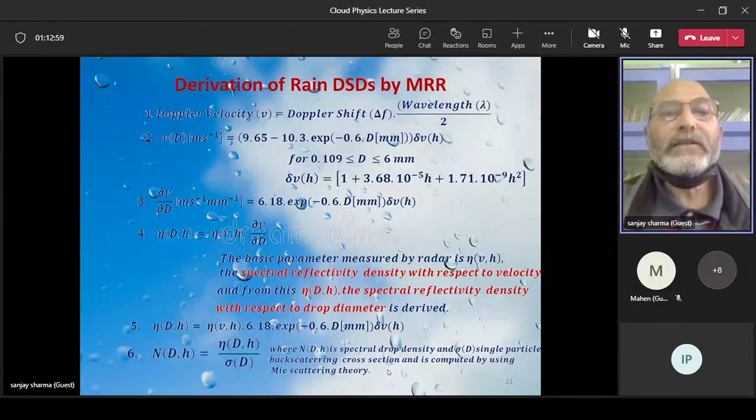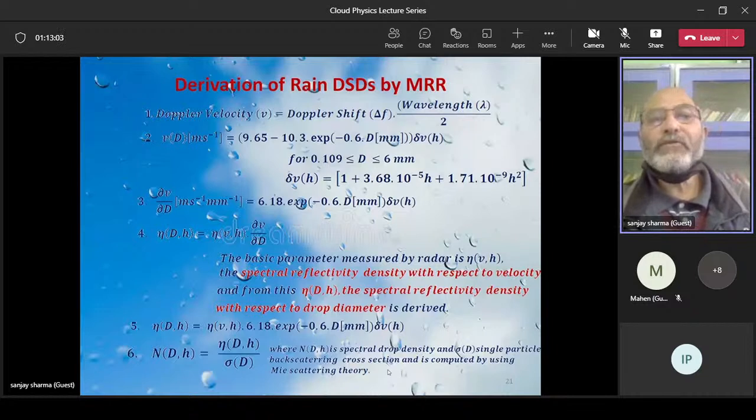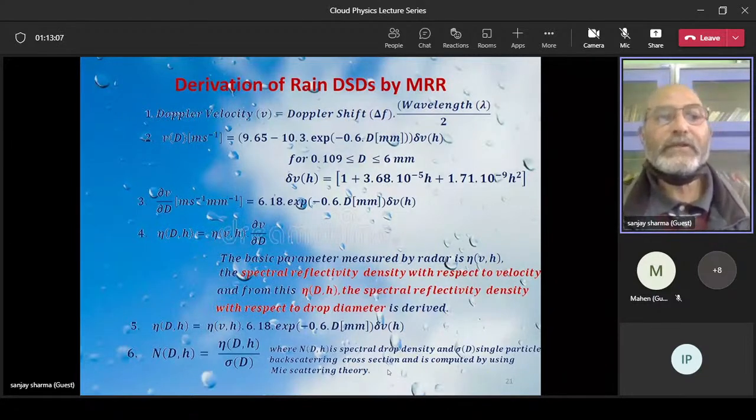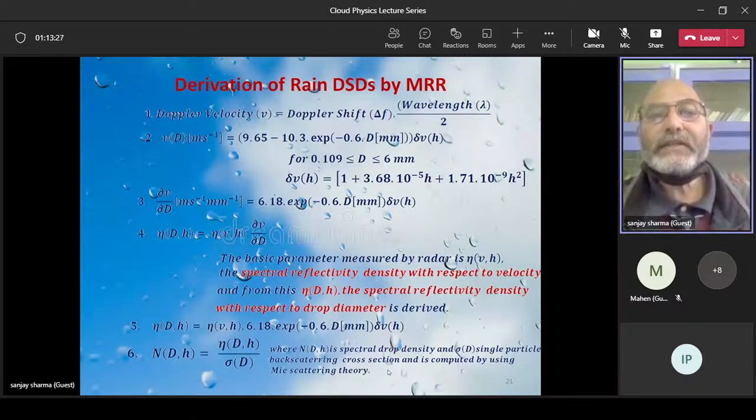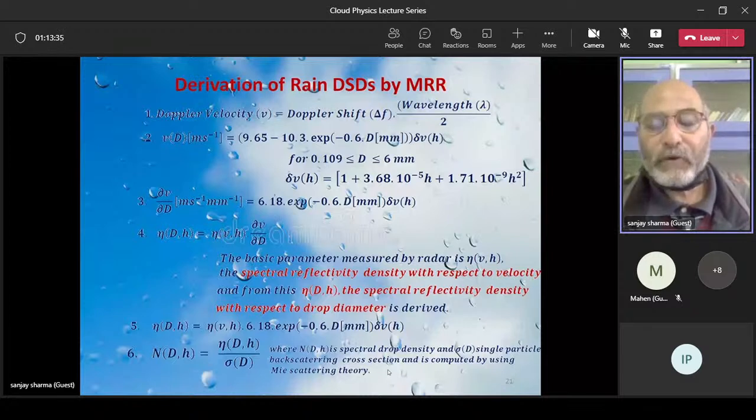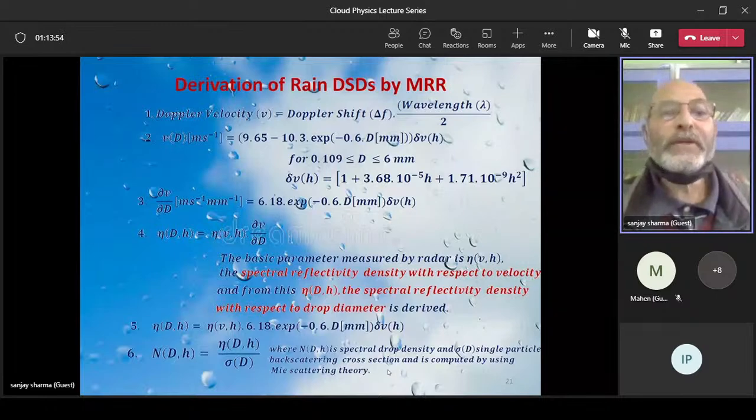Now it has its algorithm for the derivation of rain DSD by MRR. It will be quite useful to understand the basic concept behind the derivation of rain DSD by MRR. The basic parameter useful to start the whole process of measuring the rain DSD is the Doppler shift. Due to the relative motion of the fall velocity or radial velocity of the falling raindrops, MRR observes the Doppler shift. Once this parameter is with us, we can proceed to calculate the DSD.